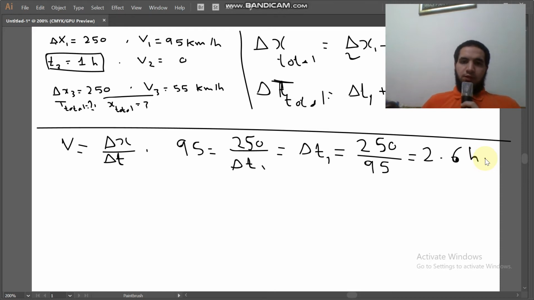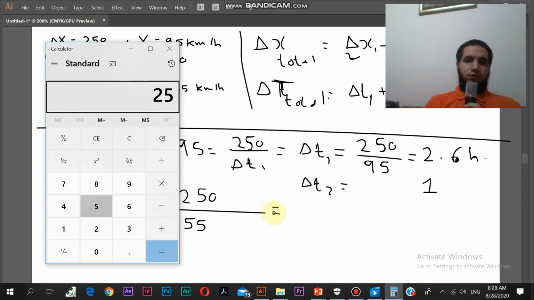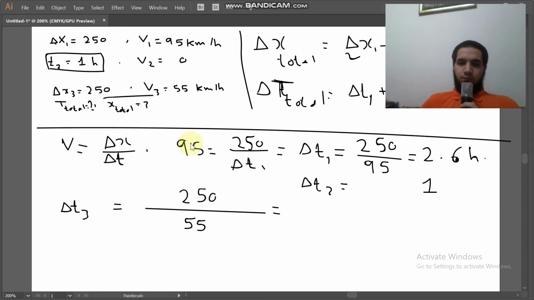Now let's get t2. We have that delta t2 equals 1 hour from the given, and also we're going to get delta t3 the same way, equals 250, just like we did before, 250 over 55 equals 4.5.